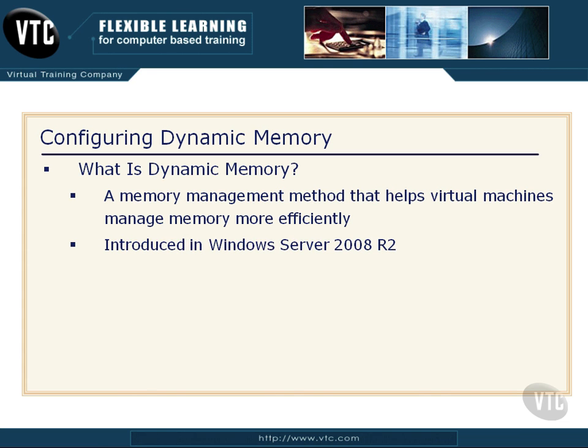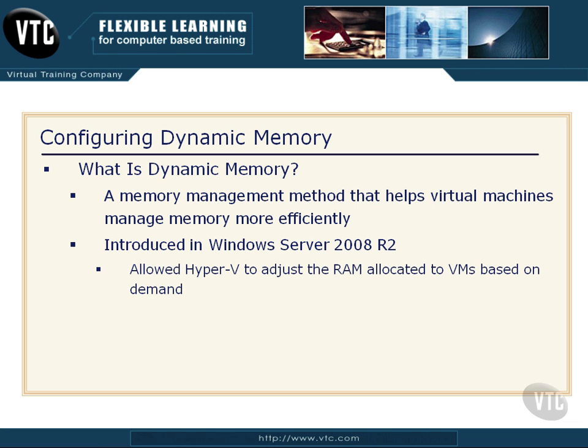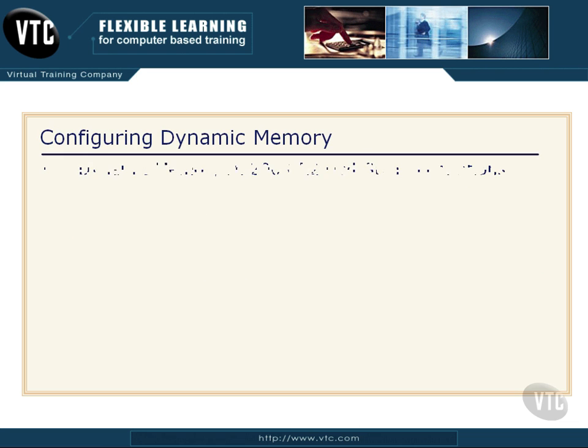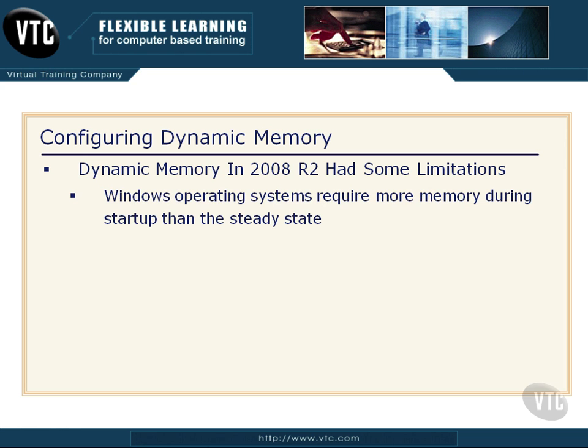And again, this was introduced in Windows Server 2008, and it allowed Hyper-V to adjust the RAM that was allocated to virtual machines based on demand. That was pretty good, but it had a couple of pretty serious limitations in the real world. The main one is not really a Hyper-V issue, it's the simple fact that Windows operating systems require more memory during startup than during the steady state. When they're just flying along straight and level, they just don't need as much memory as when they start up.